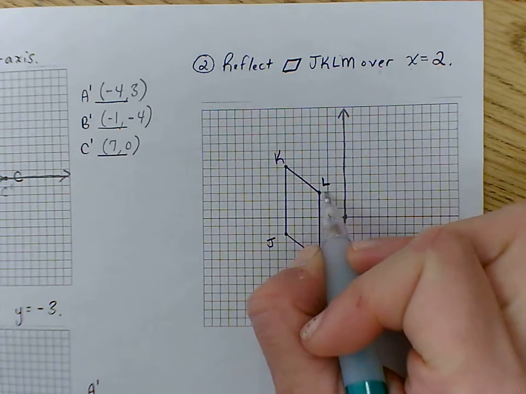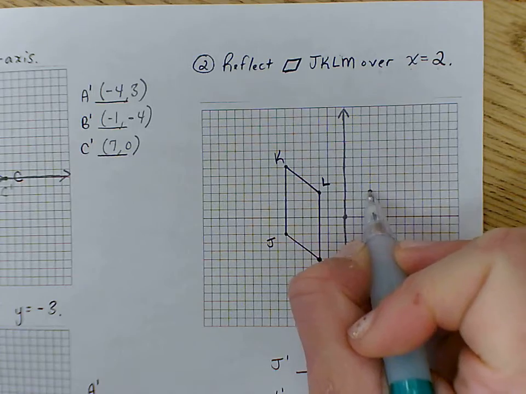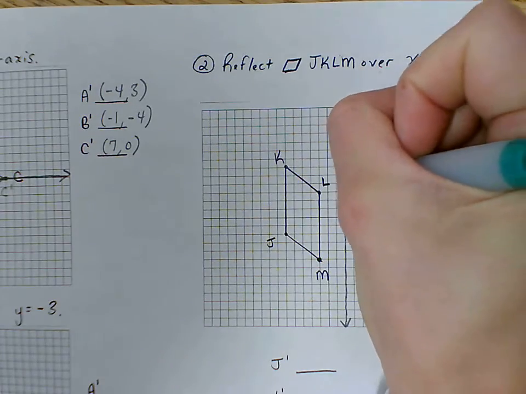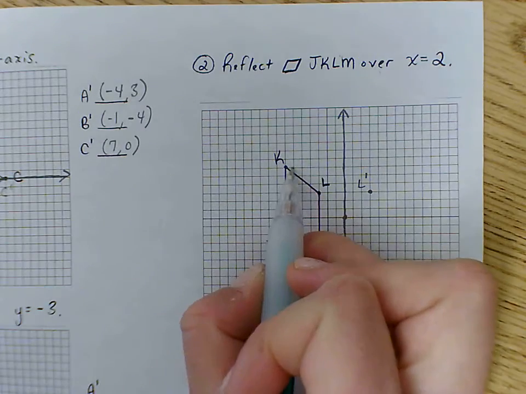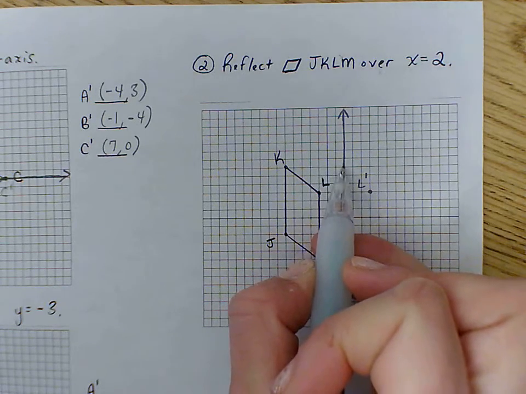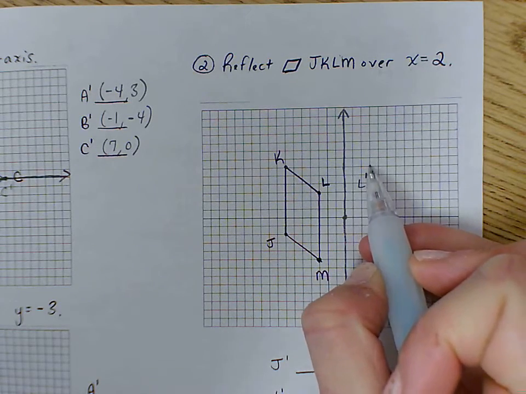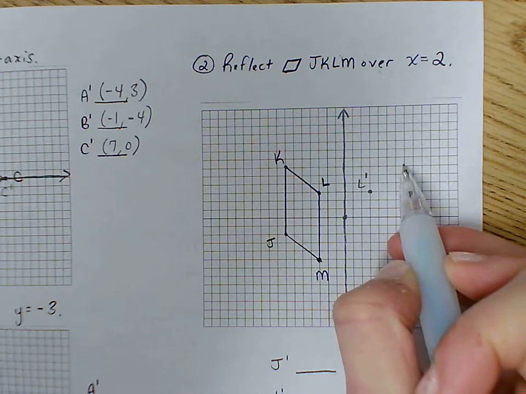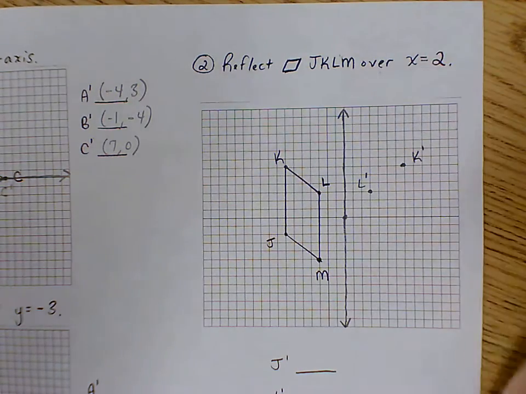So L is 1, 2, 3 away. So I'm going to go 1, 2, 3 on the other side, and there we go. There's where it lands. So that would be L prime. K is 1, 2, 3, 4, 5, 6, 7 away. So I have to keep going and go 7 on the other side. 1, 2, 3, 4, 5, 6, 7. That's where K prime would land.